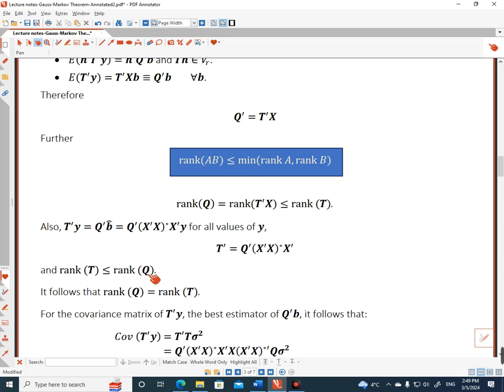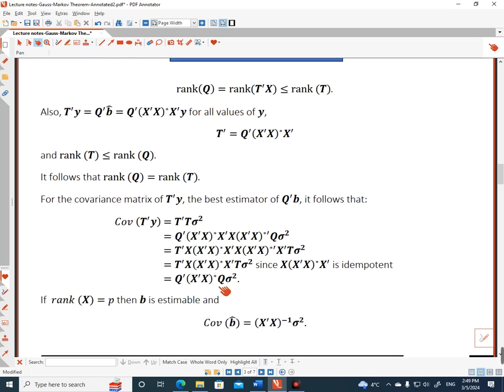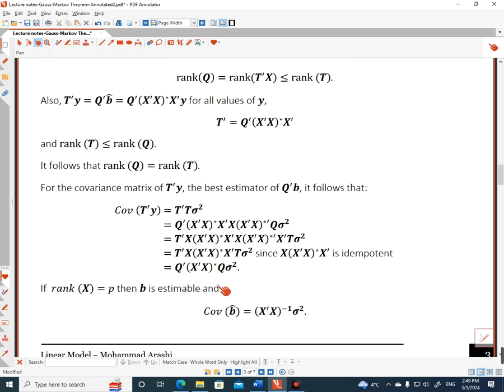So in one direction we have rank of Q is smaller than or equal to rank of T, and in the other direction we have rank of T is smaller or equal to rank of Q. So we can decide that the ranks of these two matrices are equal to each other. Now let's look at the covariance matrix of T prime Y, the best estimator of Q prime B.